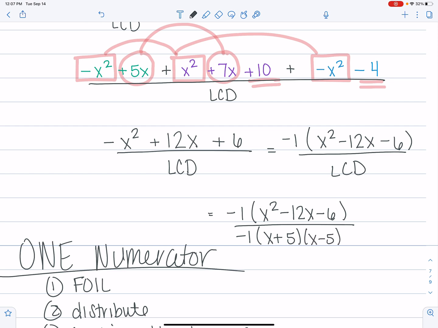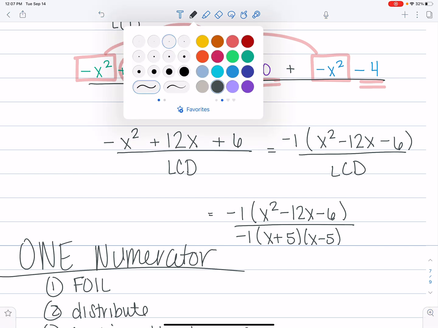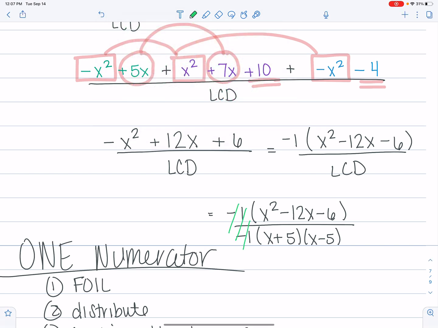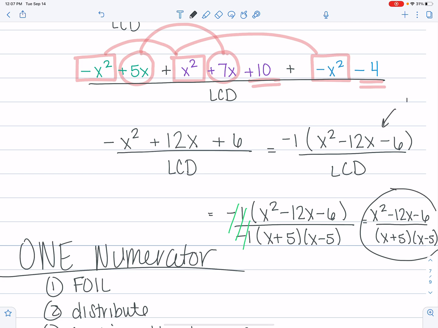And so the negative ones actually will cancel. So those are going to cross off. And my final answer is going to be x squared minus 12x minus 6 all over x plus 5, x minus 5. That would be your final answer. And again, because this thing doesn't factor anymore, there's nothing I can really cancel with my LCD other than that -1.